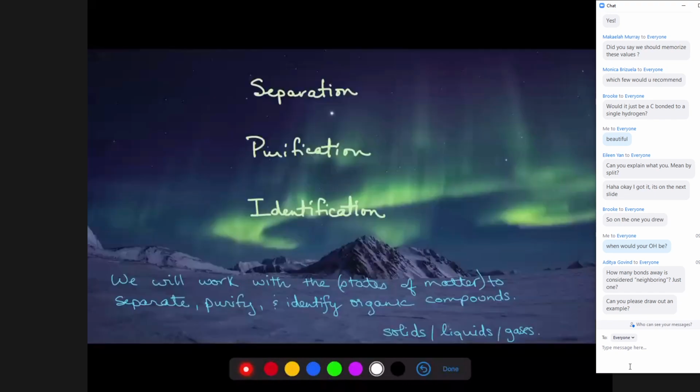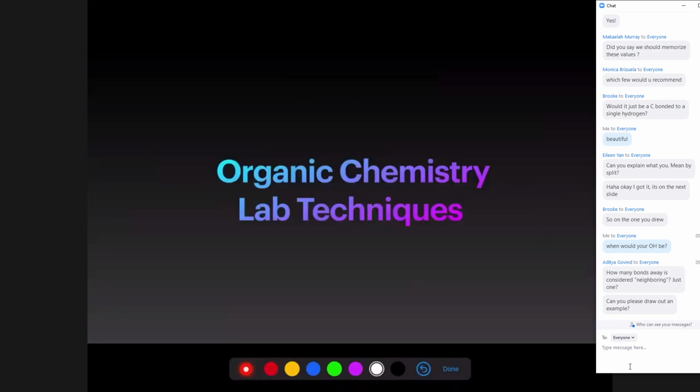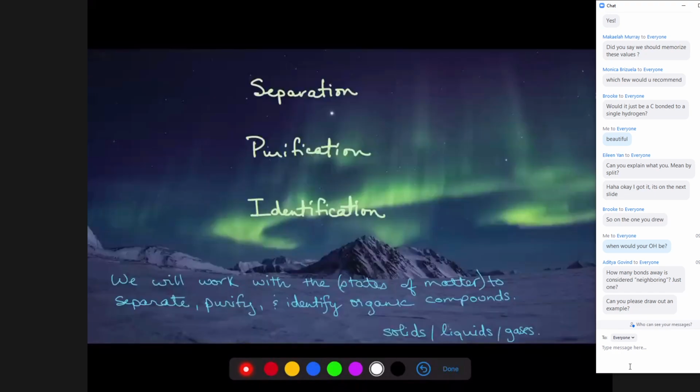Okay, we will keep moving through. We're going to go over organic chemistry lab techniques. Organic chemistry lab techniques consist of separation, purification, and identification. The key to these lab techniques is using states of matter, which are solids, liquids, and gases, to separate, purify, and identify organic molecules.